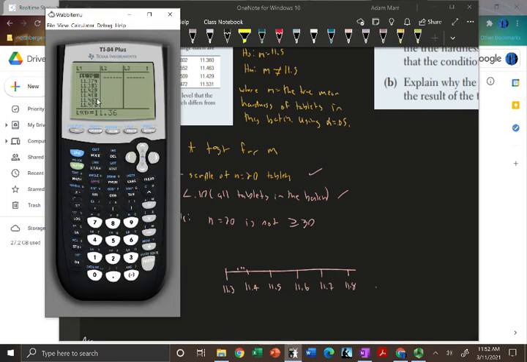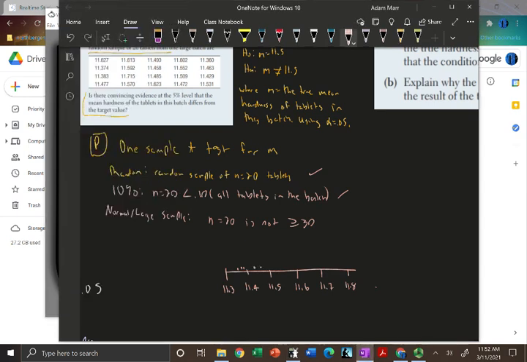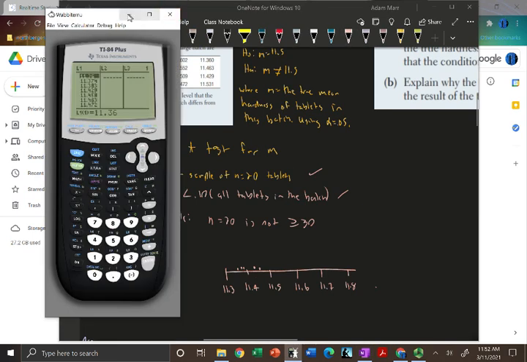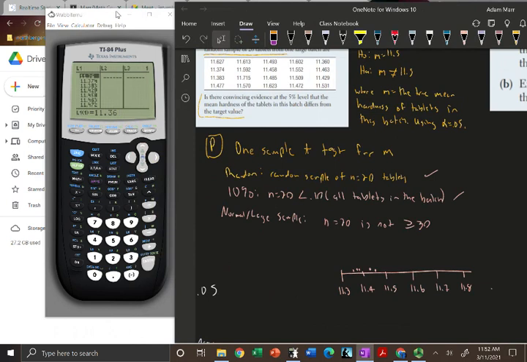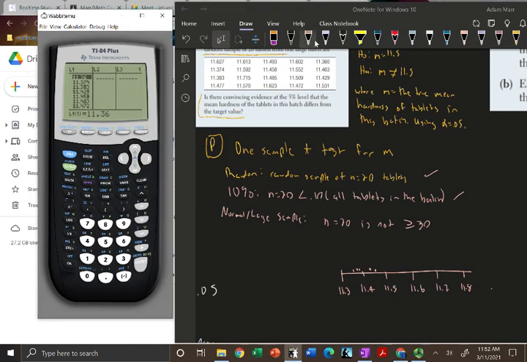11.42, 11.458. So 429, 458. And let's see. Trying to make this so it doesn't. There we go. That's better. Okay. What do we have next?